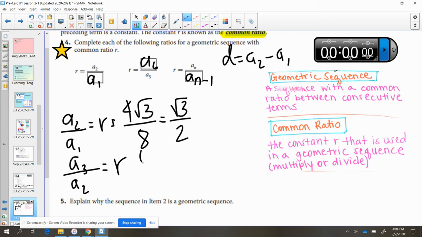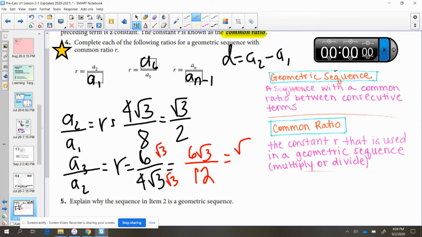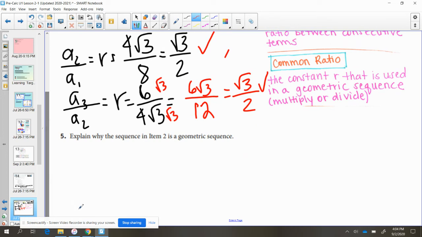So if we take the third term, which was 6, and divide it by the second term, which was 4 square root 3, we can start simplifying here by rationalizing the top and the bottom. So remember, with rationalizing, multiply the top and the bottom by that square root 3. So we end up with 6 square root 3 over 4 times 3, which is 12. And then simplify. Again, these matched, so we have our common ratio. So that's our way to find r each time: divide two consecutive terms.